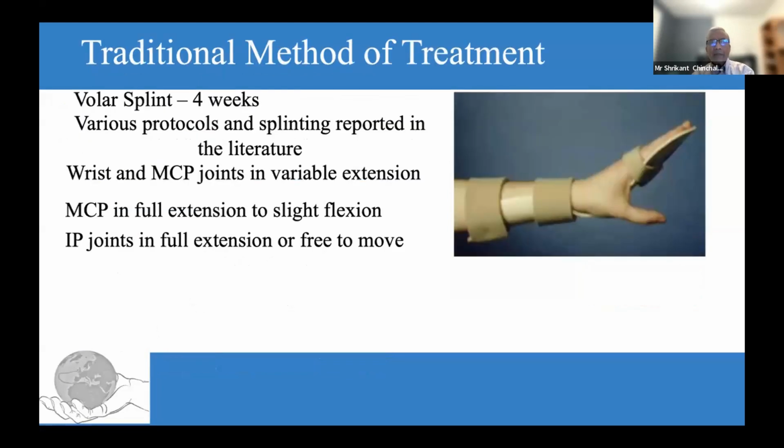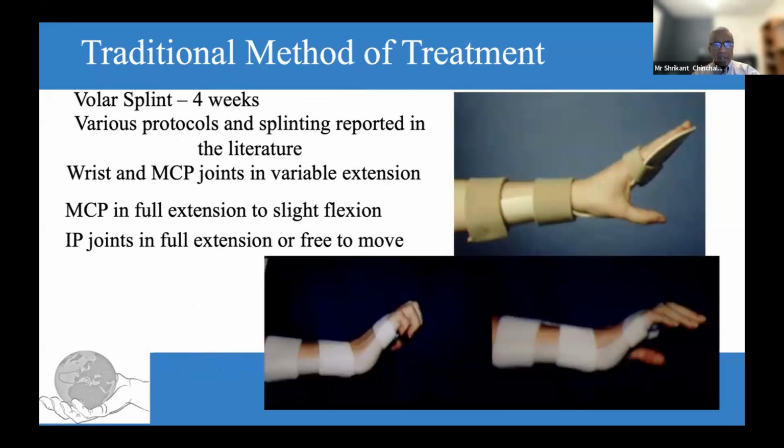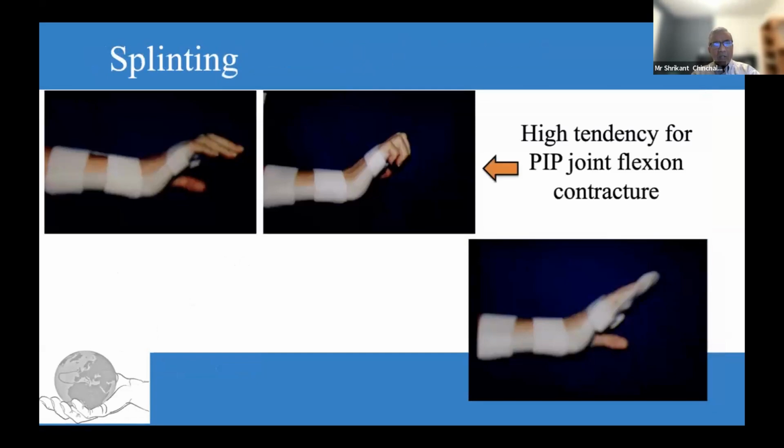So traditional management: these patients were traditionally managed with the volar splint for 4 weeks. There are various protocols which have been written in the past, keeping the wrist in variable extension, and the MCP and IP joints in variable extension, and of course, either leaving IP joints in complete extension or free to move. Looking at some of these managements that have been described, I have used them personally, clinically.